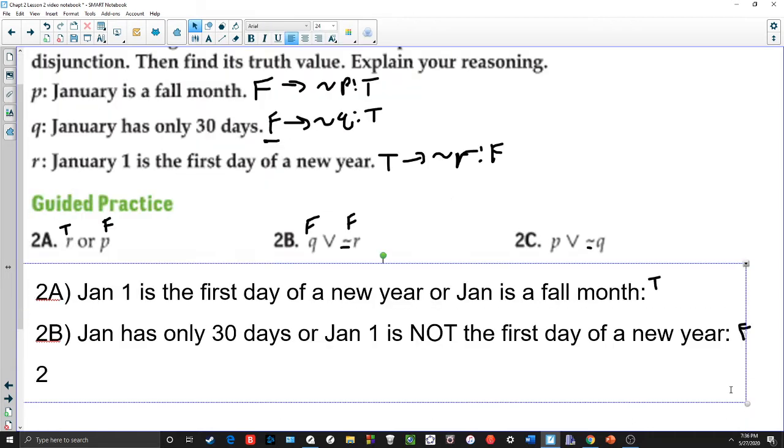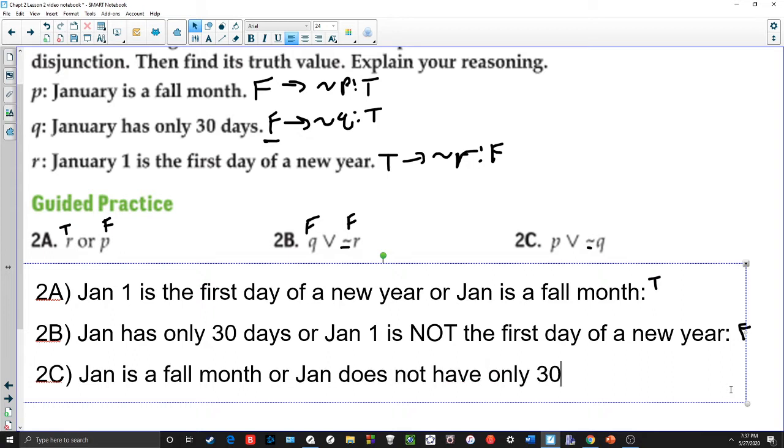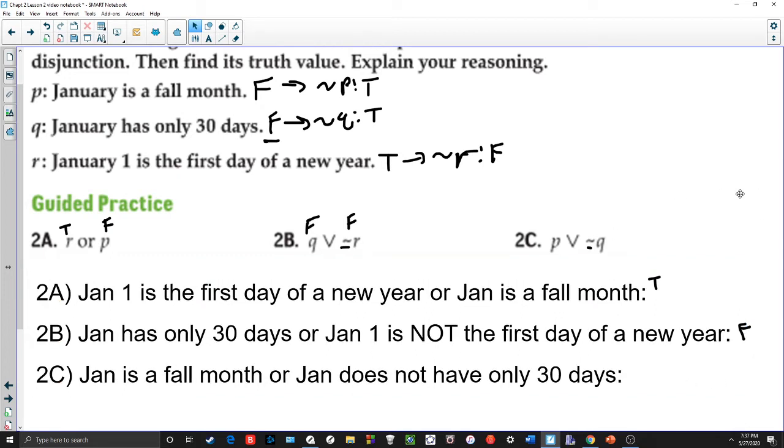And lastly, we do 2C here. So P or not Q. P is January is a fall month, or, and then not Q. Q says January only has 30 days, so not Q would be January does not have only 30 days. Notice how I didn't say January has 31 days, because negation doesn't mean you change it willy-nilly. Negation means you actually have to use that word not, or something like it, in there.